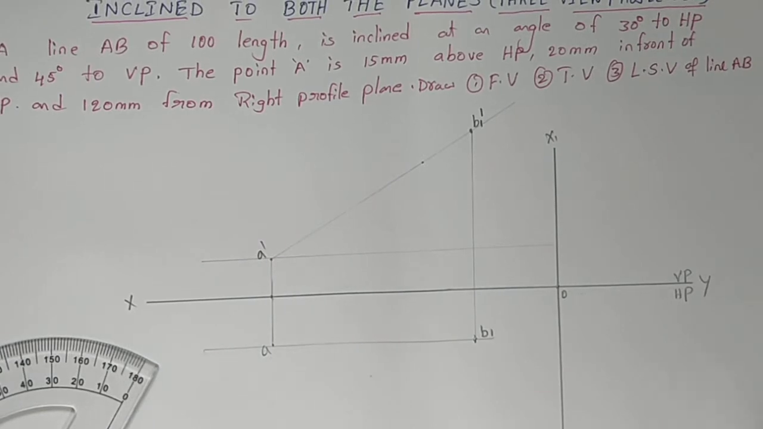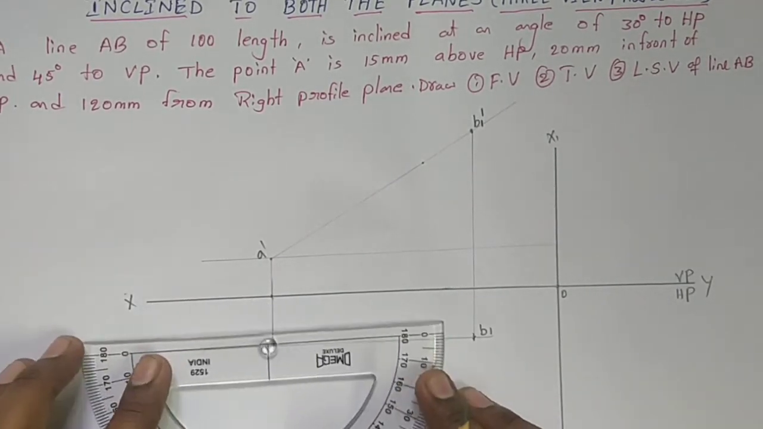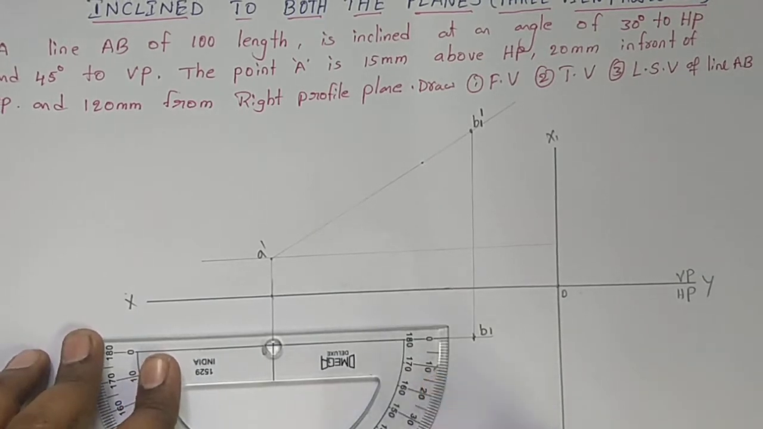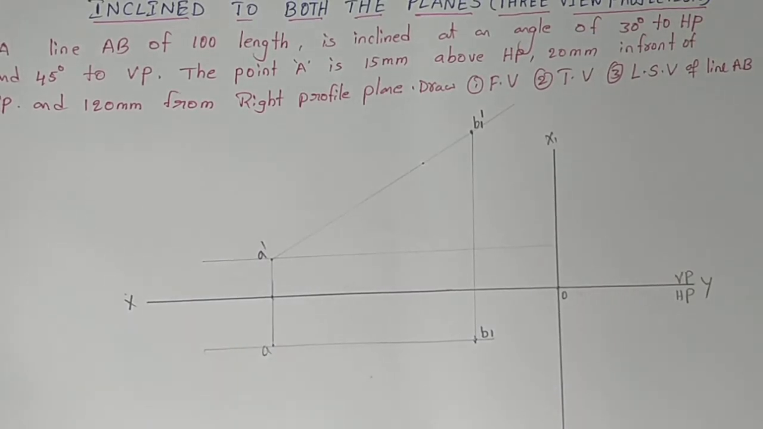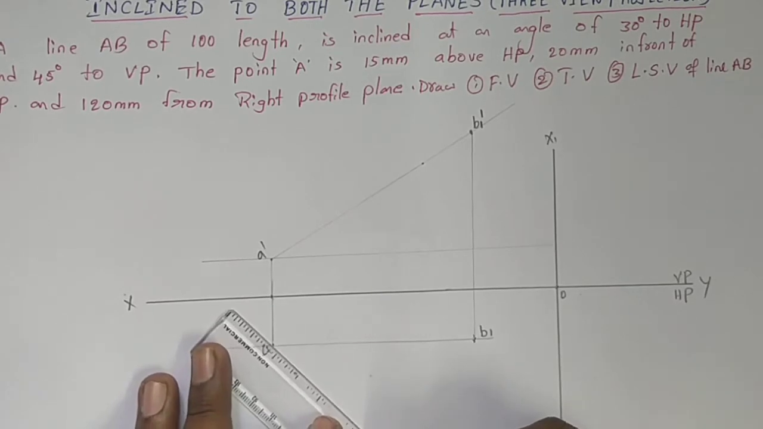Similarly, from A draw a 45 degrees inclined line, that is 45 degrees to VP. It is the 45 degrees line. From this we need to draw one inclined line through this point.